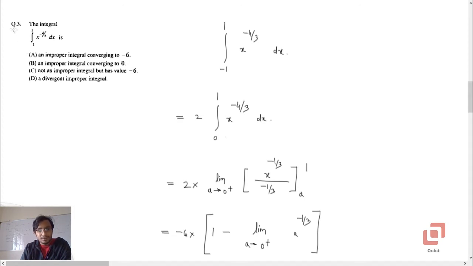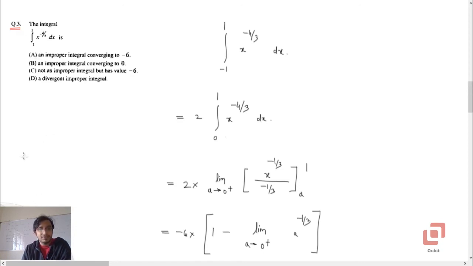Question number 3 is based on the concept of improper integrals. Let me remind you that there are 2 kinds of improper integrals. The first kind is when the function is discontinuous at at least one point in the interval of integration, and the second one is when at least one of the limits is not finite. So this seems to belong to the first one.